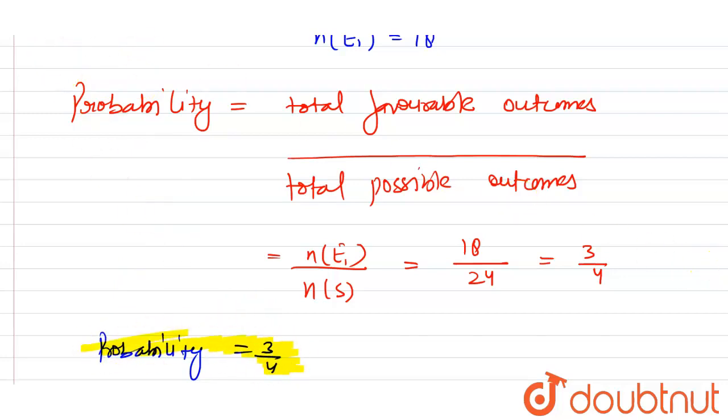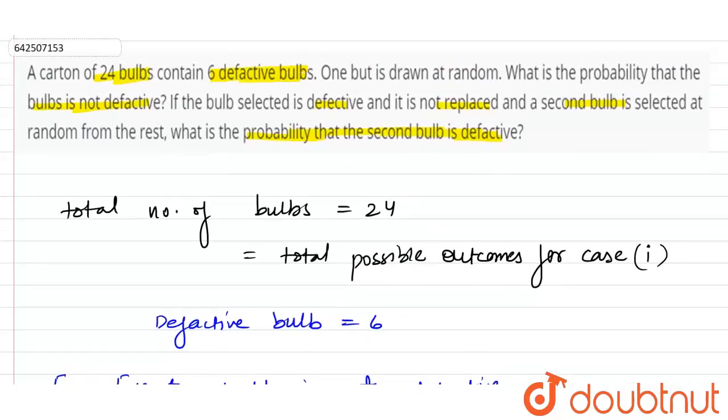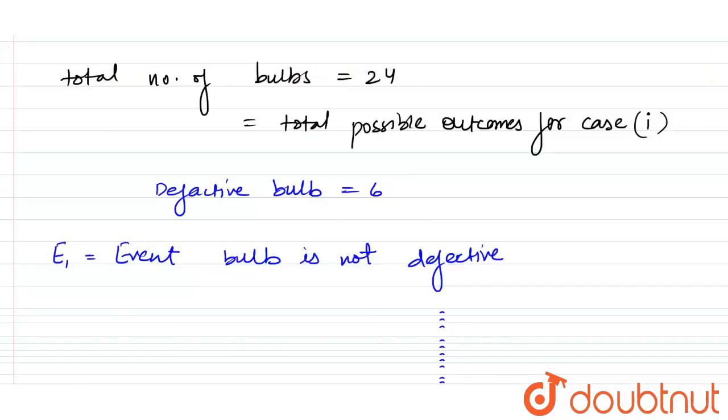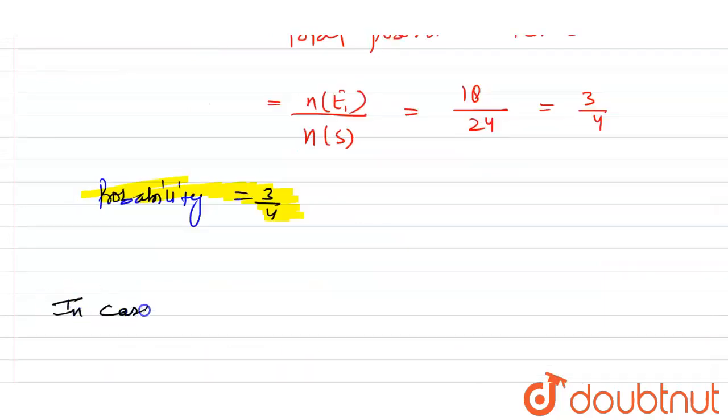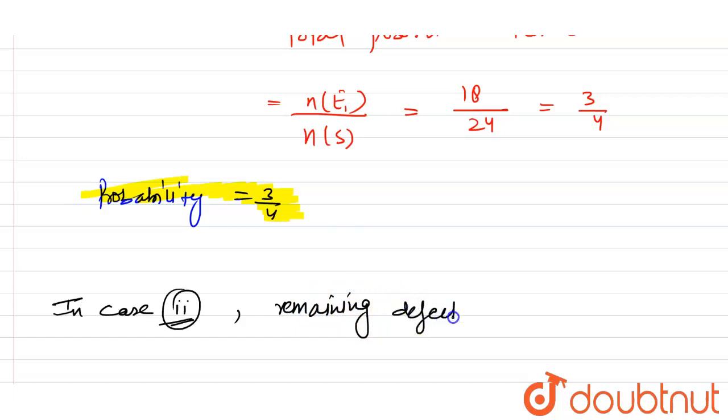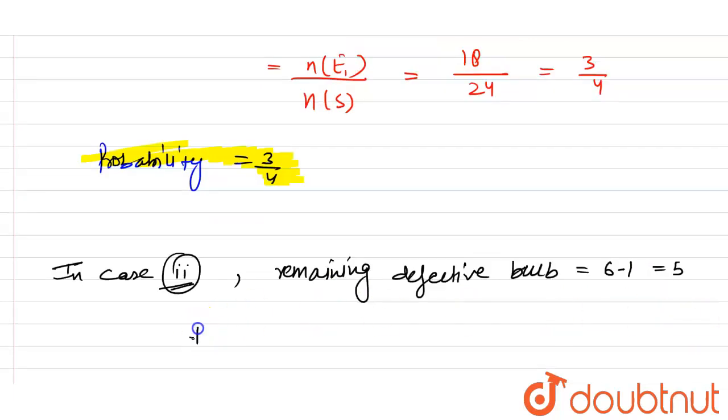Now in the second condition he is saying if the selected bulb is defective and is not replaced. Now in case 2, the selected bulb is defective, so remaining defective bulbs is equal to 6 minus 1, which is equal to 5, and total number of bulbs is equal to 24 minus 1, which is equal to 23.